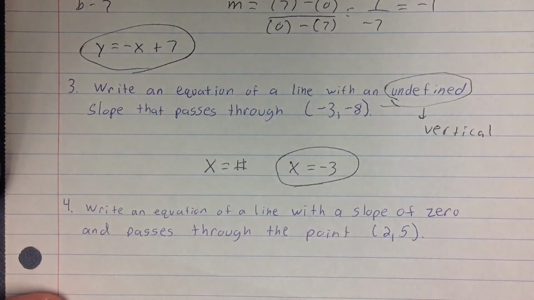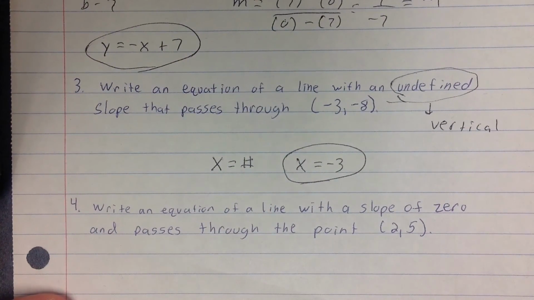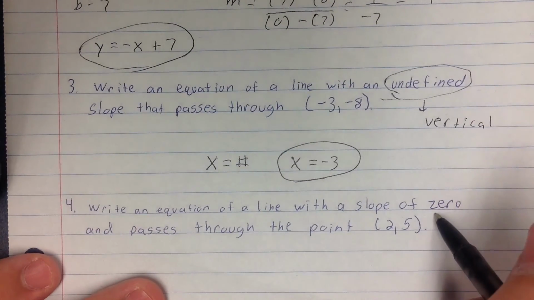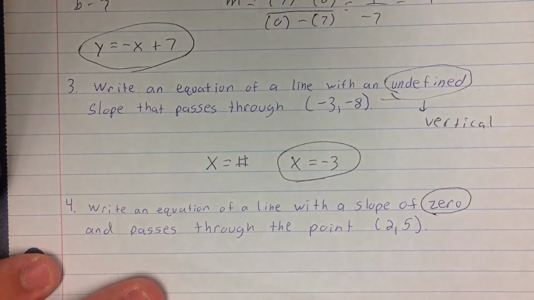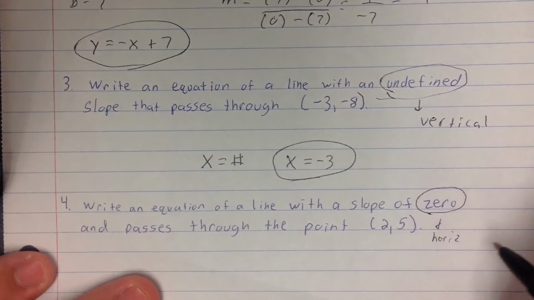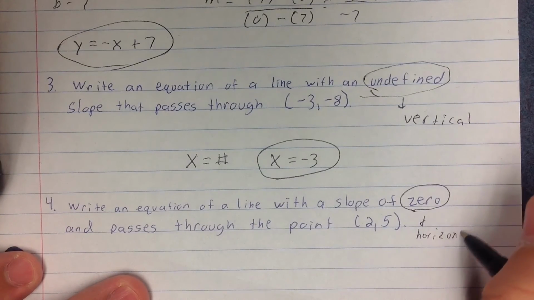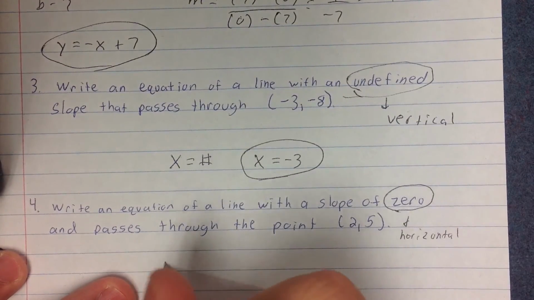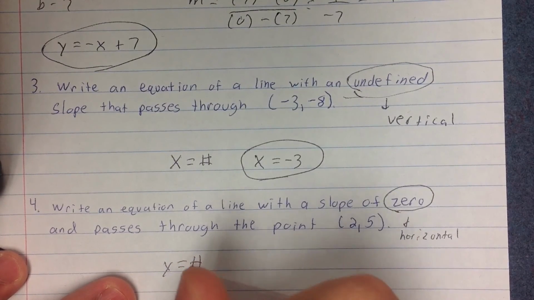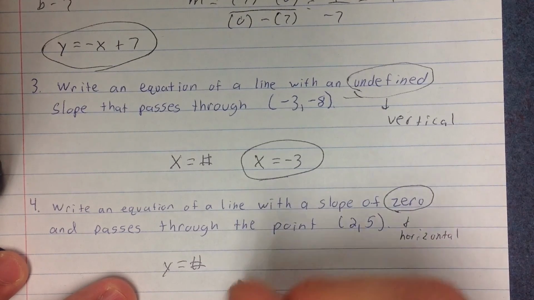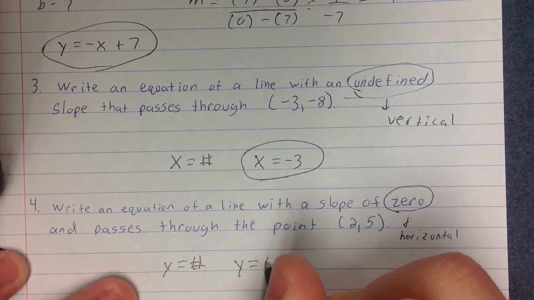Four says write an equation of a line with a slope of 0 and passes through the point (2, 5). So again, here's my key word here. The slope is 0. That tells me it's a horizontal line. And if it's a horizontal line, the equation is y equals some number. Which means if I want it to go through (2, 5), it's going to have to go through that y coordinate. So it'd be y equals 5.